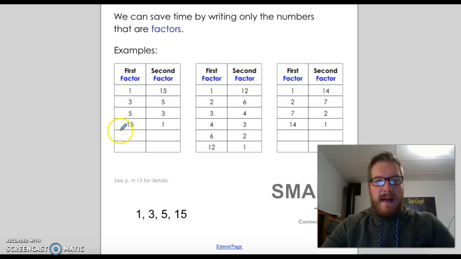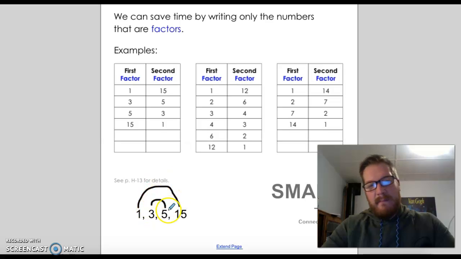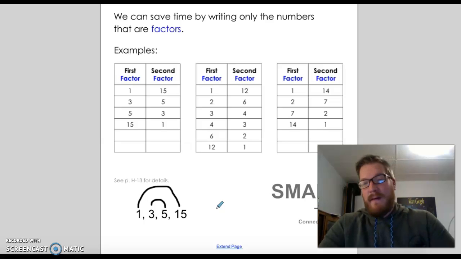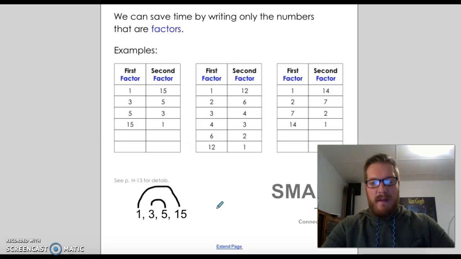But what I can do is connect the matching pairs, and it's like creating a little rainbow. It's a way to not miss factors. And even if you have an odd number of factors, which happens with numbers like 4, 9, 16, and 25, you do a little loop around itself.